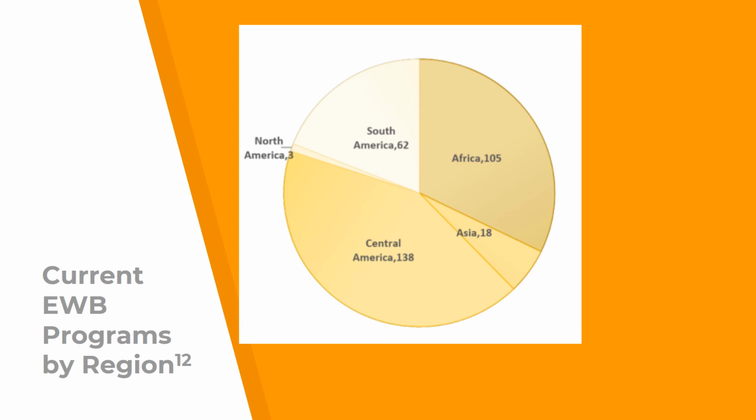As you can see, these are current EWB programs by region. We define program as an all-encompassing term for multiple projects in a certain region. For example, the Tanzania program encompasses a latrine project and a schoolhouse facilitation project.